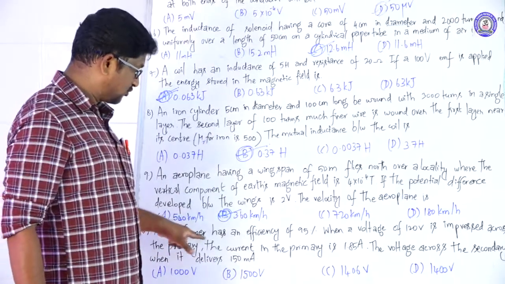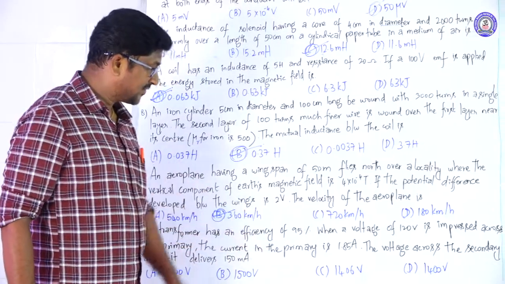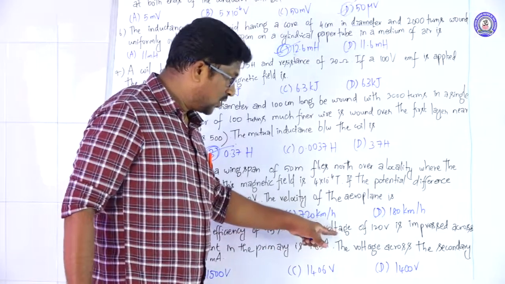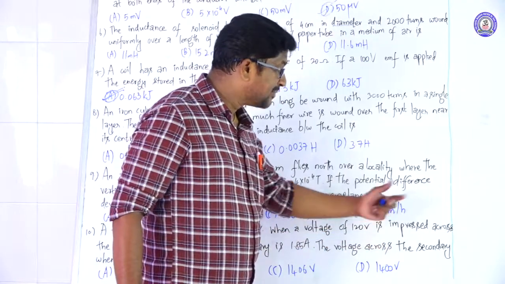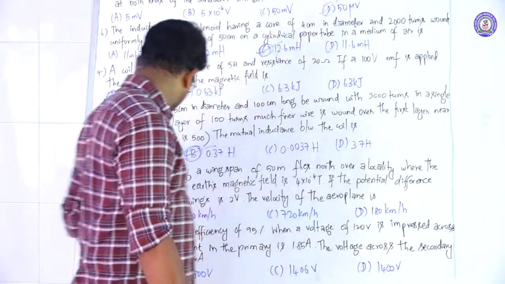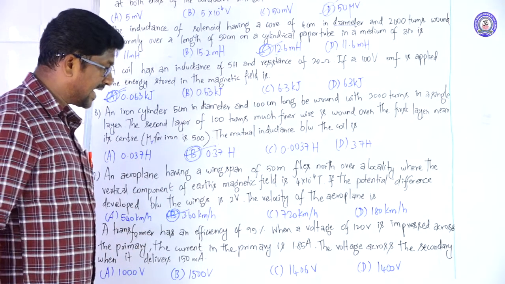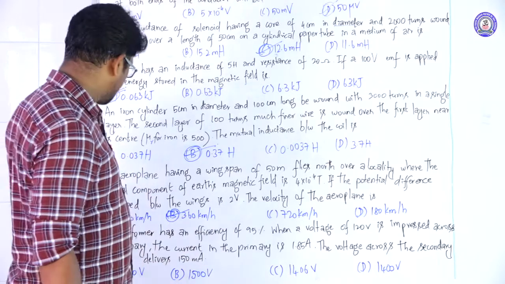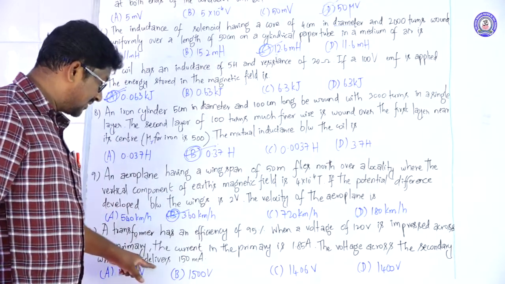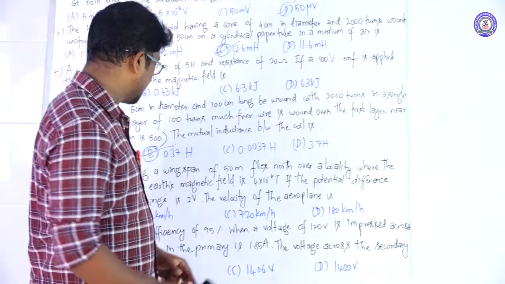A transformer has an efficiency of 95%. When a voltage of 120 volt is impressed, meaning applied, across the primary, the current in the primary is 1.85 ampere. The voltage across the secondary when it delivers 150 milliampere is?